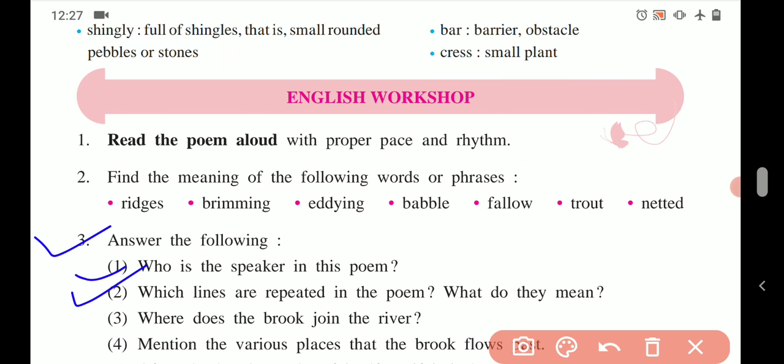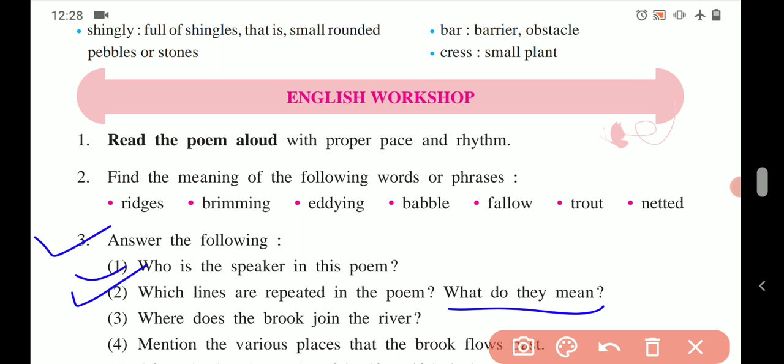Next, which lines are repeated in the poem? What do they mean? So which are those repeated lines? That is, for men may come and men may go, but I go on forever. These lines are repeated in the poem. So this is the answer of the first half of the question. Now the second half. What do they mean? What is their meaning? So it is, brooks or rivers live much longer than human beings.